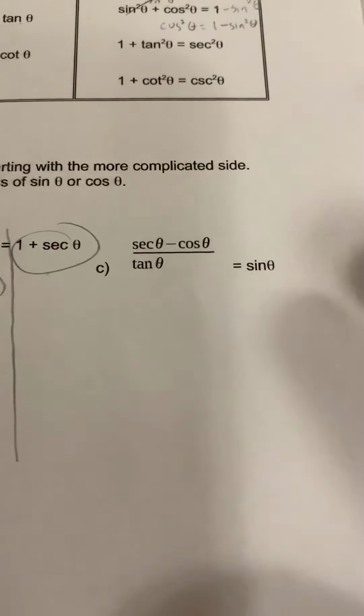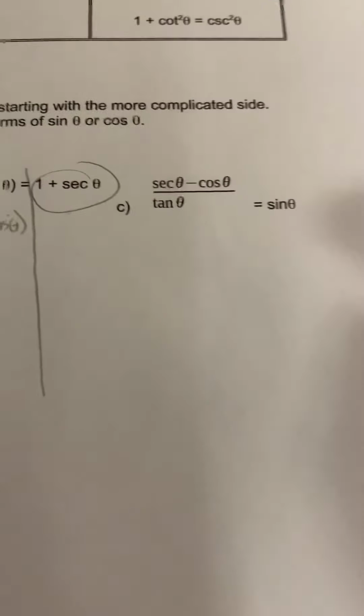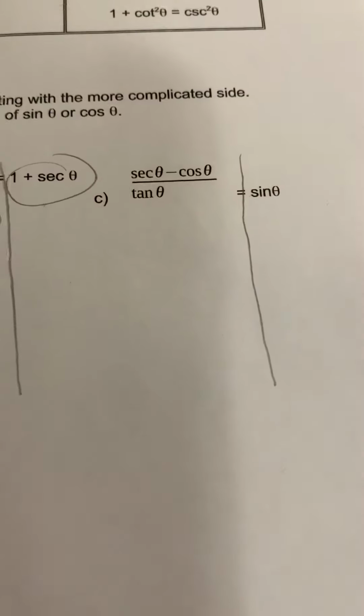Moving on to the third example. Working with the more complex side, which again is the left side, we're going to convert the secant into 1 over cos.